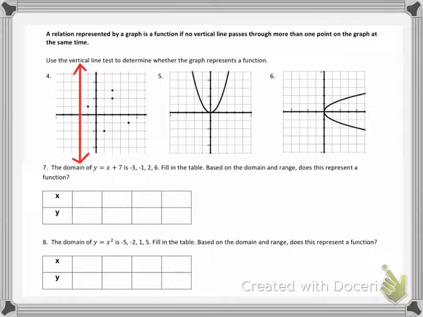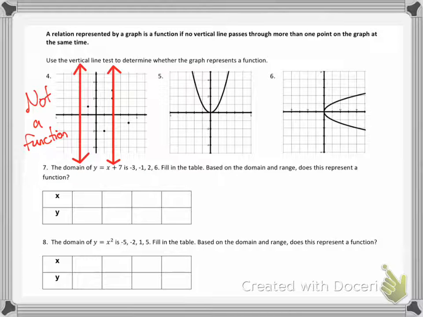So right there, it crosses twice. And right there, it crosses twice. That is a problem. So this is not a function. Now, it only has to have that issue once. It doesn't have to be multiple times. As long as it crosses through the graph twice at the same time, it's not a function.